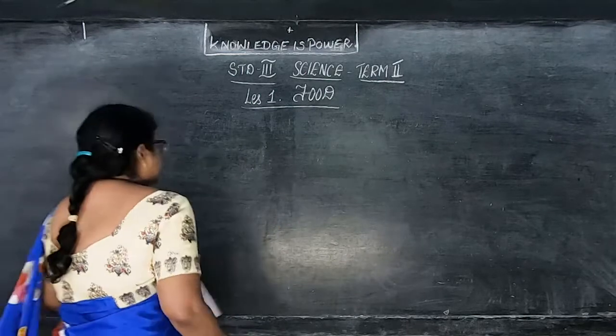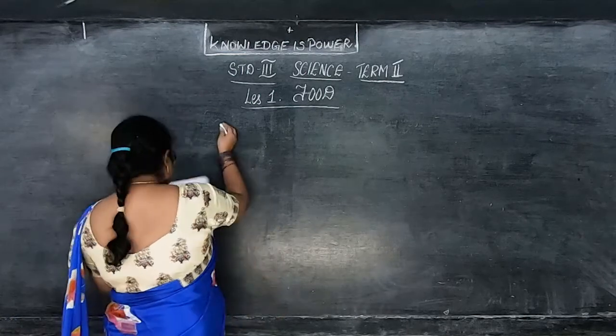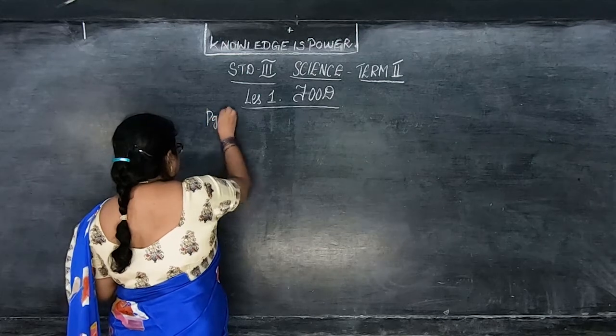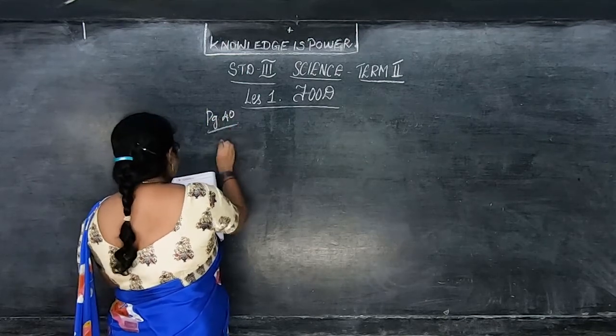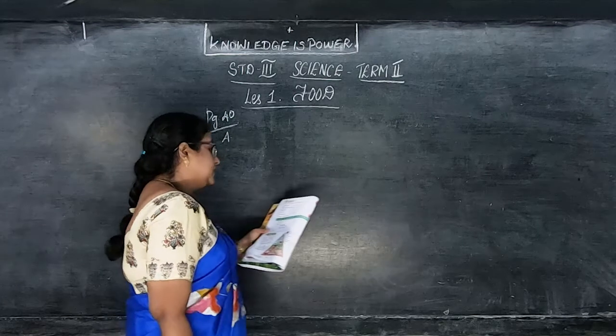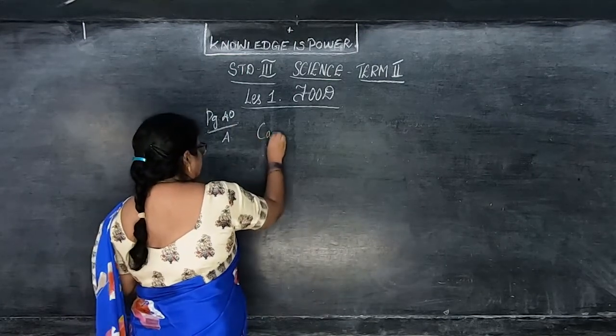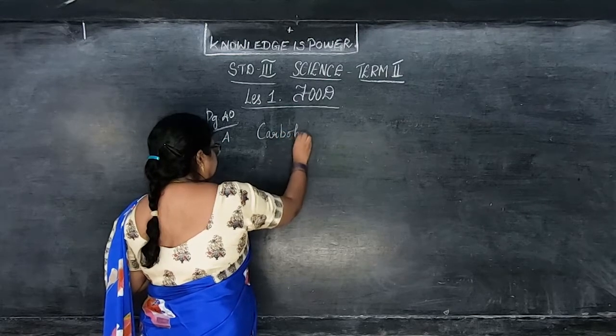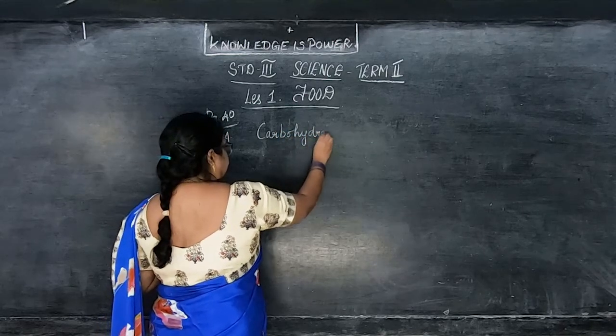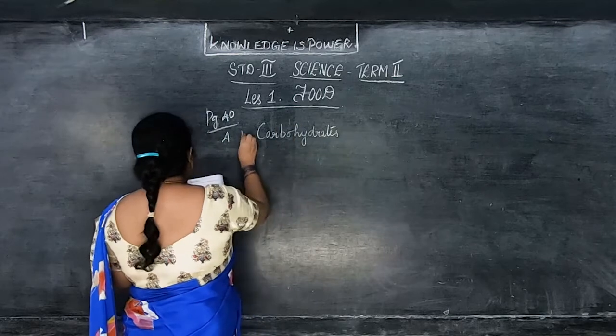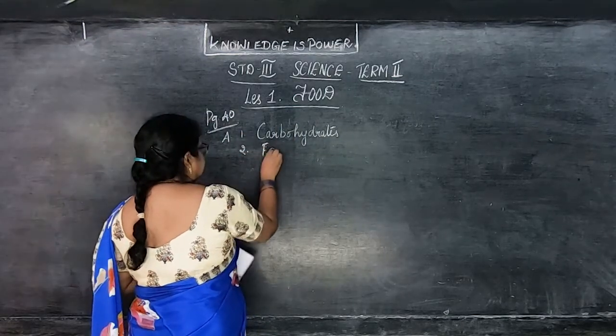Those who have not bought the book, it's available in our school, children, you can come and get it. And this is page number 40, children. That is A. What are the nutrients present in the following food items? That is, rice contains carbohydrates. Okay, rice contains carbohydrates. Then coconut oil contains fats.